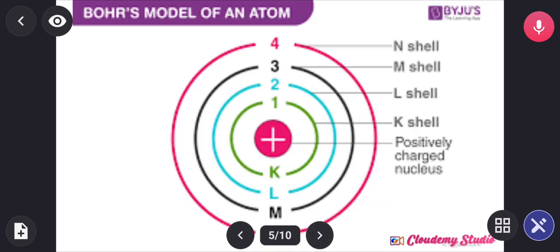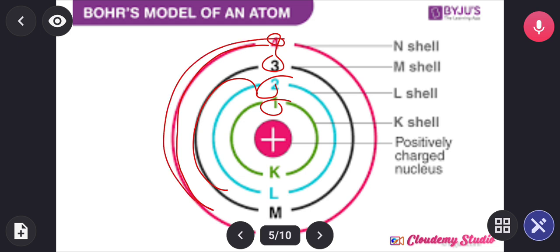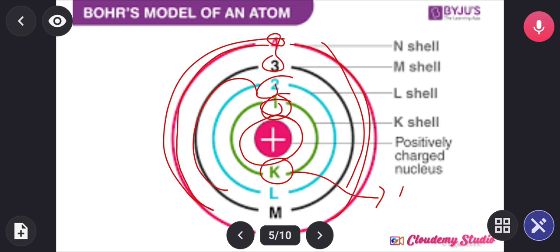So we have orbits like this. These are orbits, labeled 1, 2, 3, 4. Each of these orbits has its own energy level, and this circular path is called the orbit. So in each orbit, we have an electron that revolves around the nucleus. And each orbit has its own name. We'll be talking about the quantum numbers very soon. The first orbit is given K. The second orbit is given L. The third orbit is given M. And the fourth one is given N.